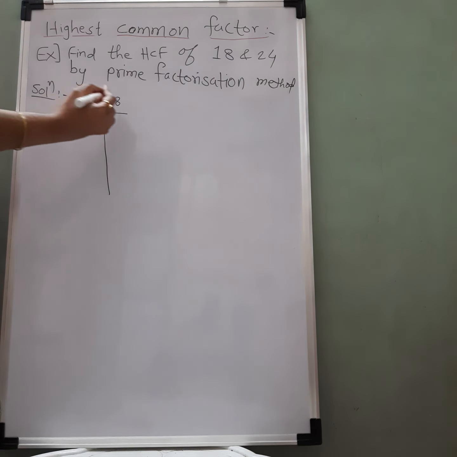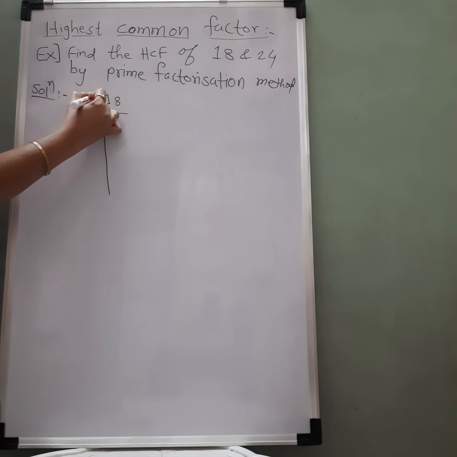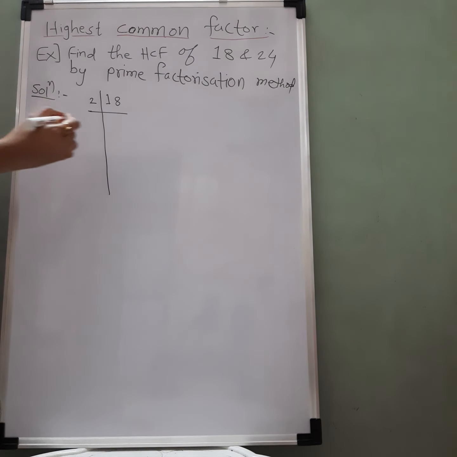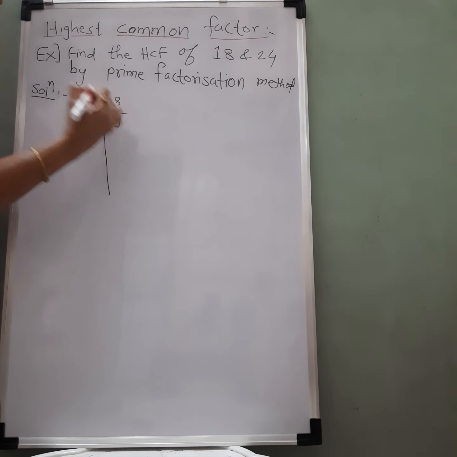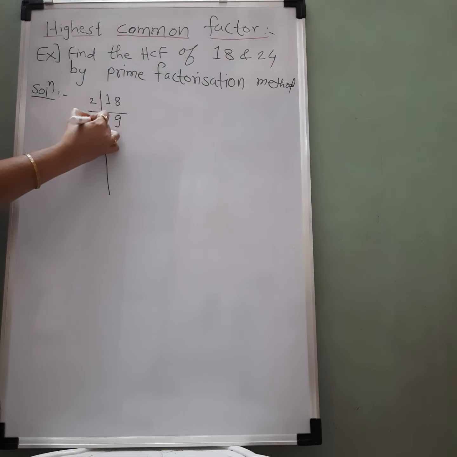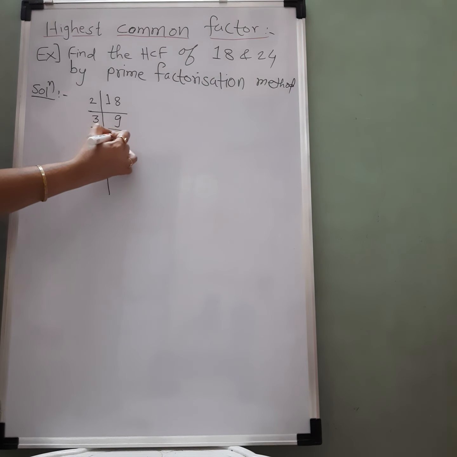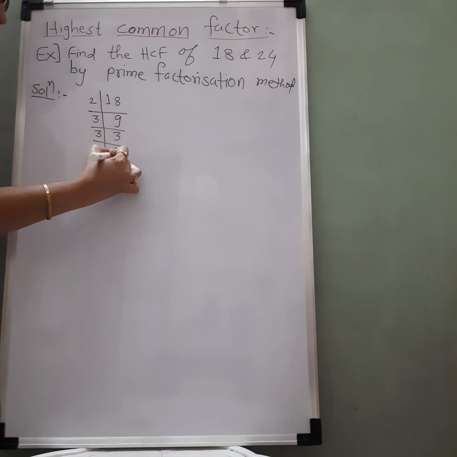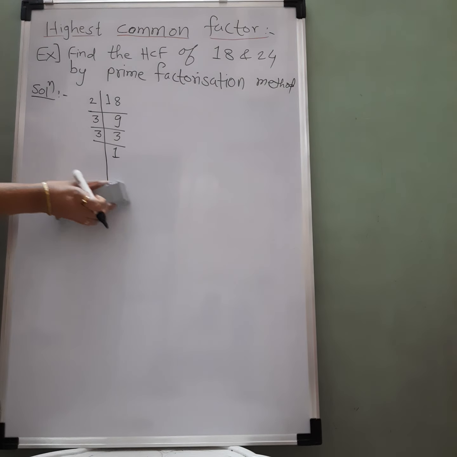Since 8 is in the ones place, we know that 18 is divisible by 2. So we divide 18 by 2. We know that 2 nines are 18. Then 9 is divisible by 3. So 3 threes are 9, and since 3 is a prime number, it is divisible by itself. So 3 ones are 3. Now the next number is 24.